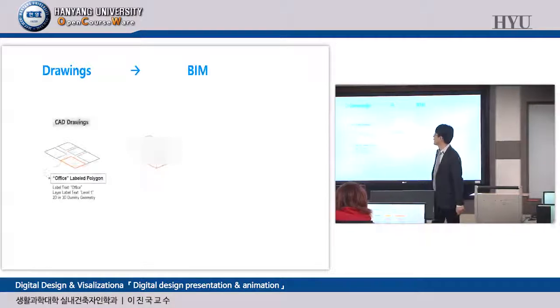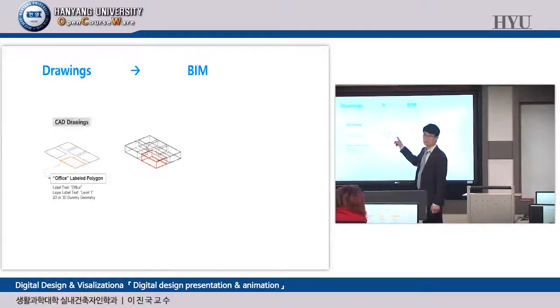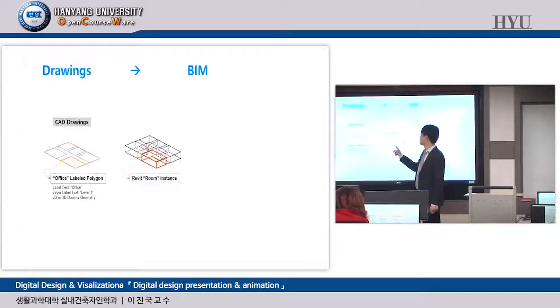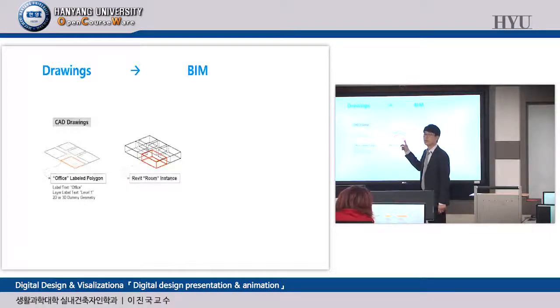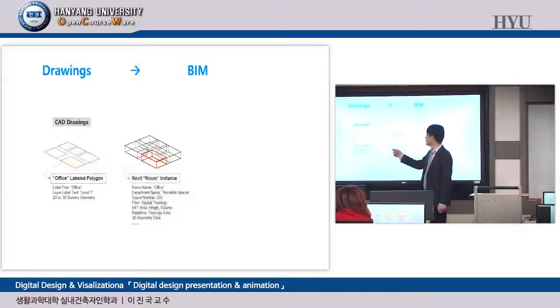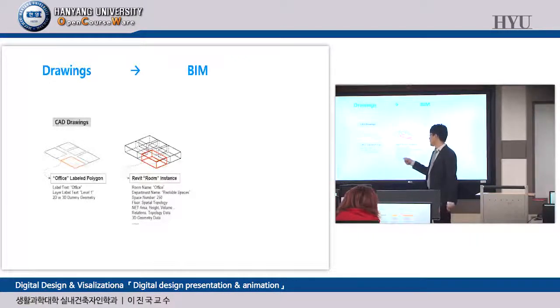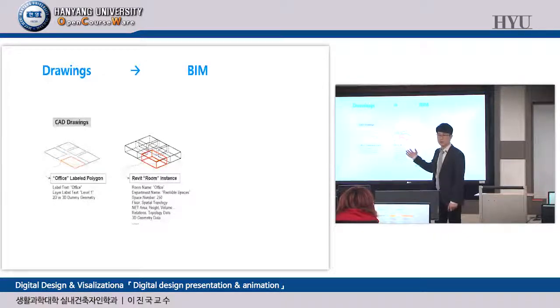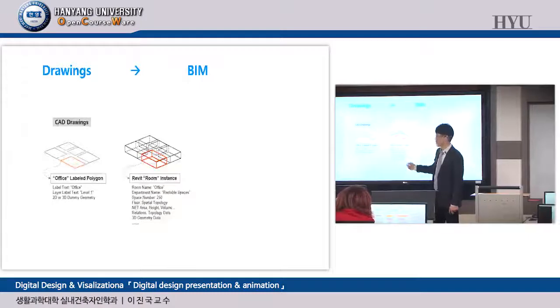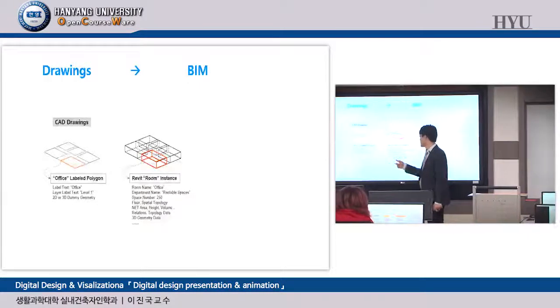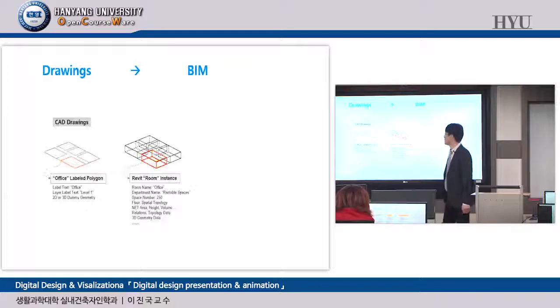How about in Revit? This is of course in 3D, and this is a room object, okay? Space object. It has a room name, not a label, okay? It has the room's name, office, department name, space number. How about net area? This is automatically calculated by Revit. You don't need to measure its area, okay? Relations, topological data, and 3D geometric data. This is the room object in Revit, the default Revit object.